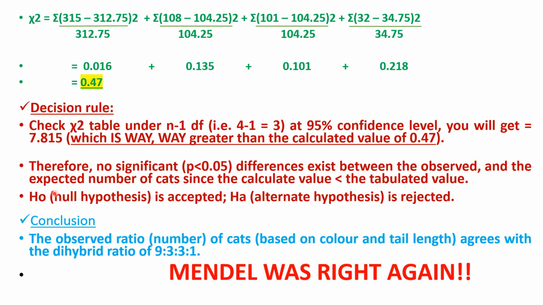So we'll now agree that no significant differences exist between the observed and the expected number of cats, since the calculated value is less than the tabulated value. So the null hypothesis is again accepted and the alternate hypothesis is rejected. In conclusion, we say that because the observed ratio of cats based on color and tail length agrees with the dihybrid ratio of 9:3:3:1, again, Mendel was right.